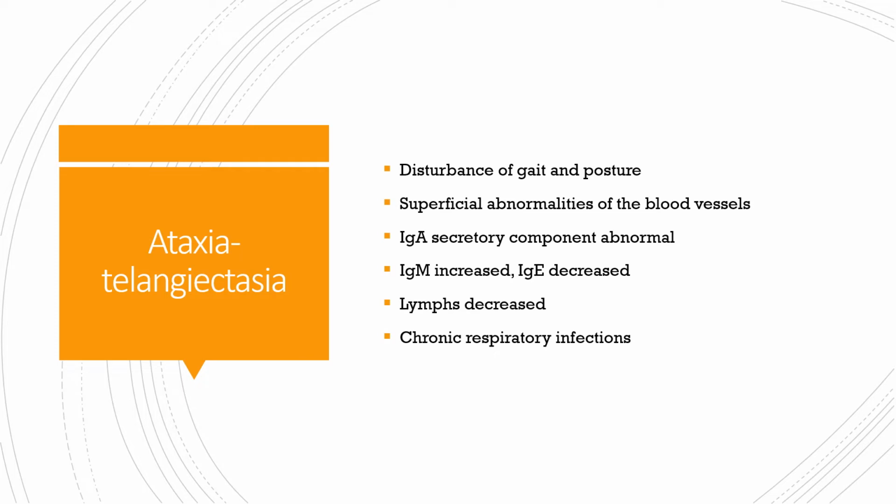Ataxia telangiectasia is a disturbance of gait and posture. Ataxia means loss of muscle coordination, and telangiectasia means a dilation of the small blood vessels. People that have ataxia telangiectasia have superficial abnormalities of the blood vessel, and IgA in the secretory component is abnormal. This is an autosomal recessive disorder, and these folks are at risk for severe respiratory issues. They may receive injections of IgG to help them with this disease.